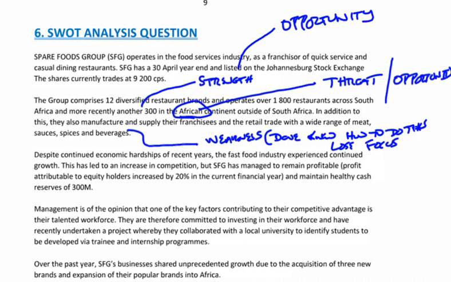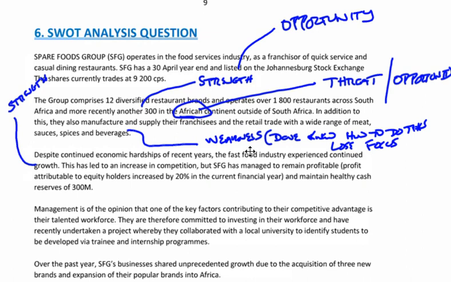It says, despite continued economic losses and hardships of recent years, the fast food industry experienced continued growth. So we're in the fast food industry. Is that a strength or an opportunity? The fast food industry is growing, and we're in it. This is a strength. We have chosen to be invested in that industry. We're in it, and it's growing. It's a strength for our business.